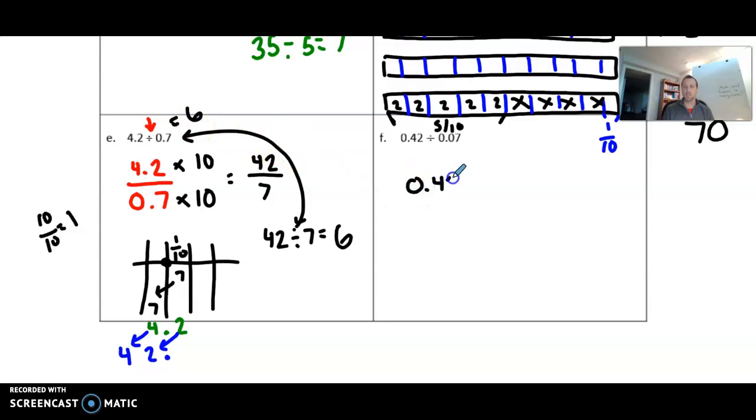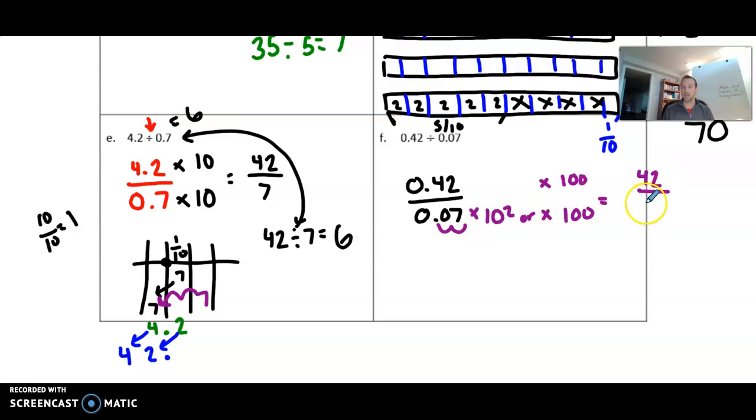We have 42 hundredths divided by 7 hundredths. And I want to multiply. I need to move it over 2 places. Right? If it was the 7s here, I need to move it 1, 2 places. That would be 10 to the power of 2 or 100. So we're multiplying it by 100. And if we do that, we have to multiply the top by 100. That's going to give us 42 divided by 7.